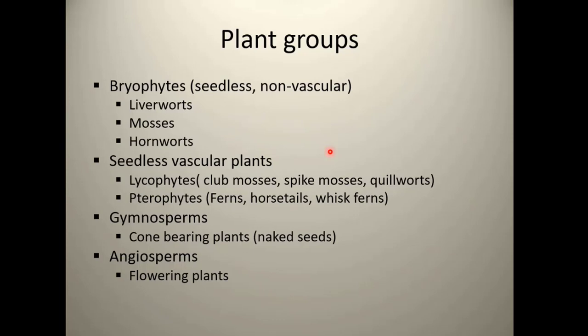They are seedless and non-vascular. Then there are seedless vascular plants, which are lycophytes: club mosses, spike mosses, and quillworts, and the pteridophytes, which are ferns and others. But mostly you're going to be focusing on the ferns here, and on the mosses. And gymnosperms, which are cone-bearing plants with naked seeds, and then there are angiosperms, which are flowering plants.